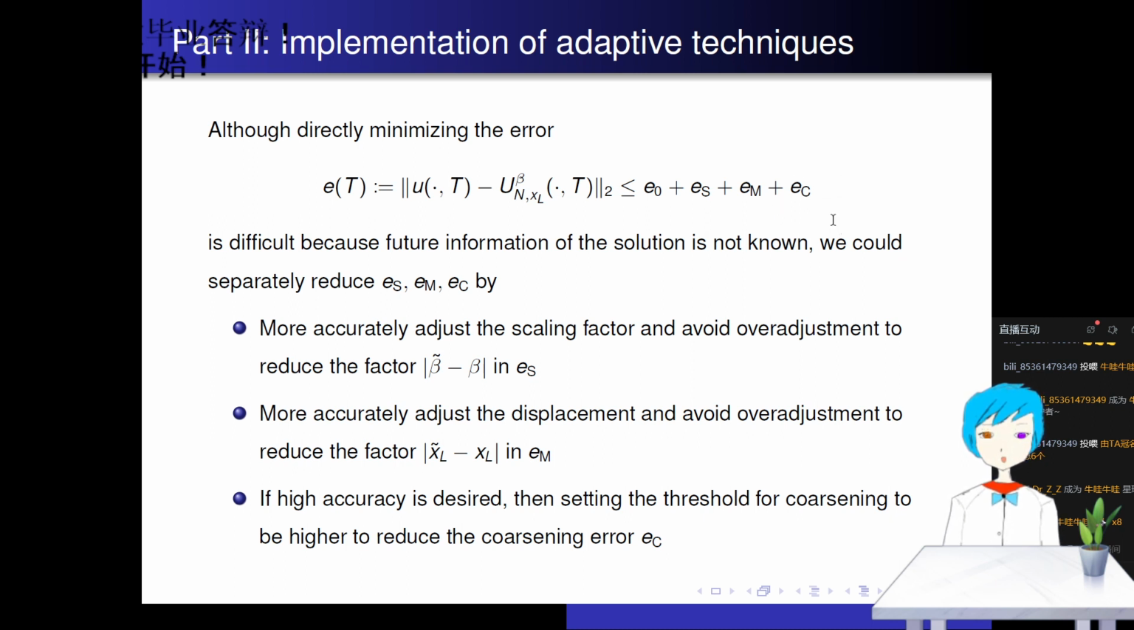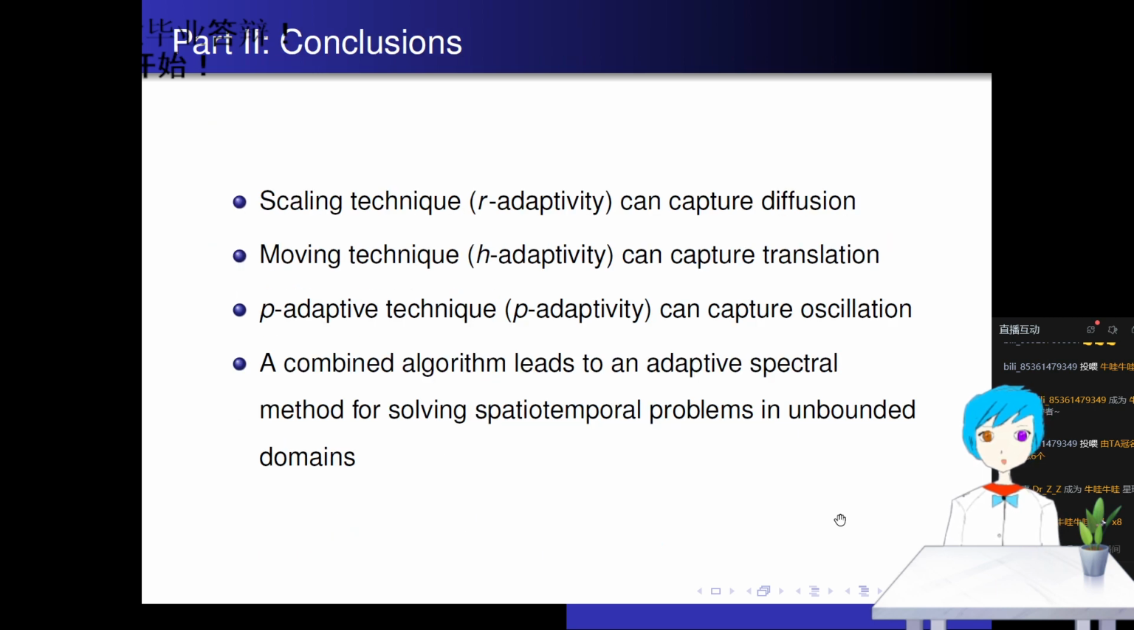But there is an efficiency and accuracy trade-off for coarsening. So here are the conclusions. We developed three adaptive techniques for spectrum method: the scaling technique, the moving technique, and the p-adaptive technique. A combined algorithm leads to an adaptive spectrum method for solving spatial temporal problems in unbounded domains. So do you have questions for this part?